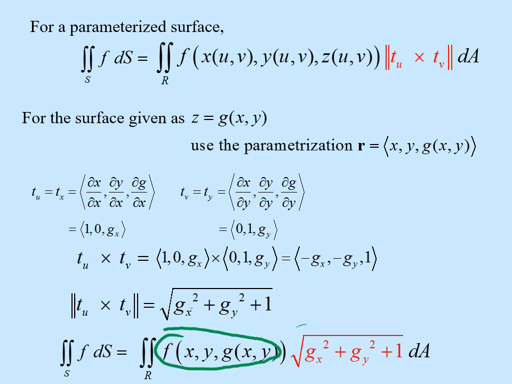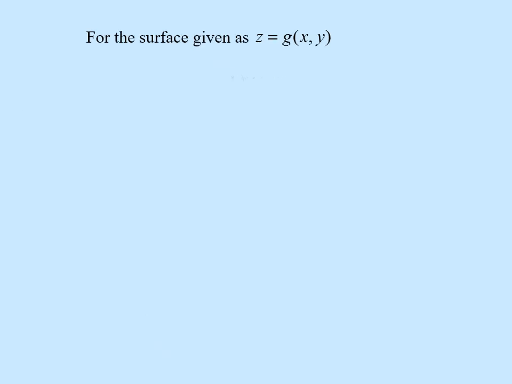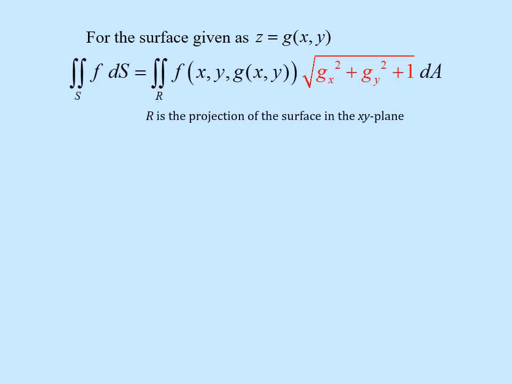and our factor would contain the square root of the partial with respect to x squared, plus the partial with respect to y squared, plus 1. And all the rest is still the same. You still have to describe the region you're integrating over. So for a function of x and y, our integrating factor is the square root of the partial of x squared plus the partial of y squared plus 1.